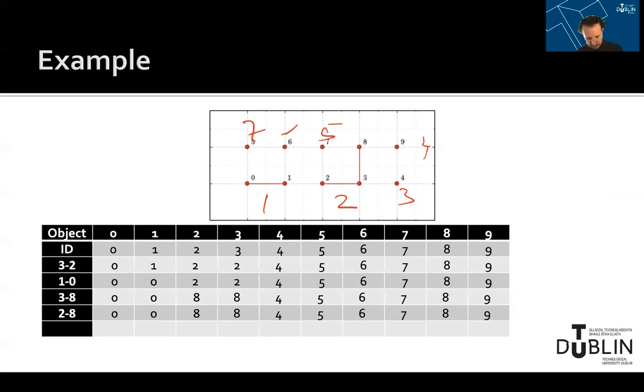But we've done 4 connections. Why is the last connection not part? Because 2 is already connected to 8, so we don't have to do that one.